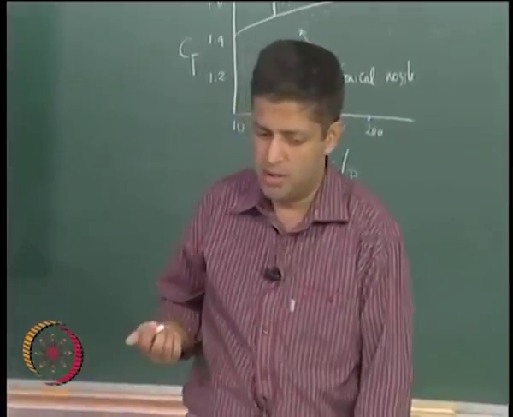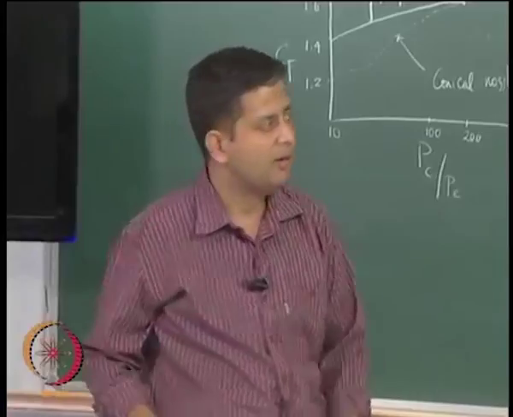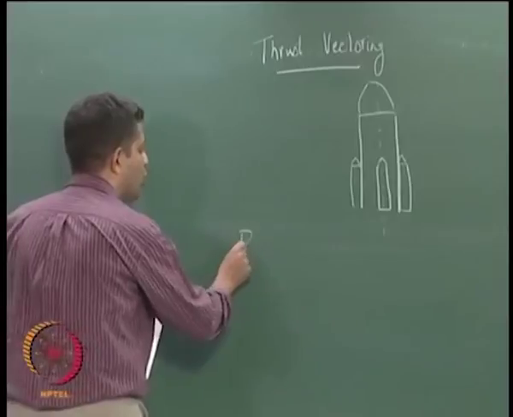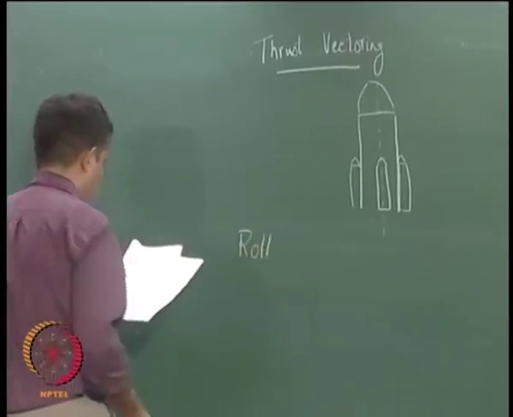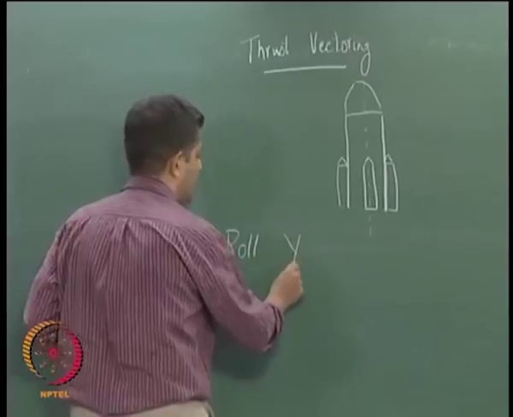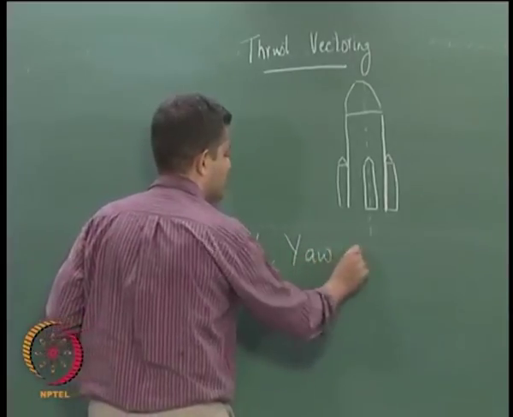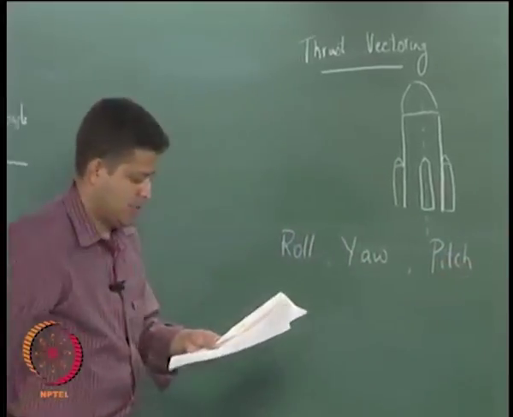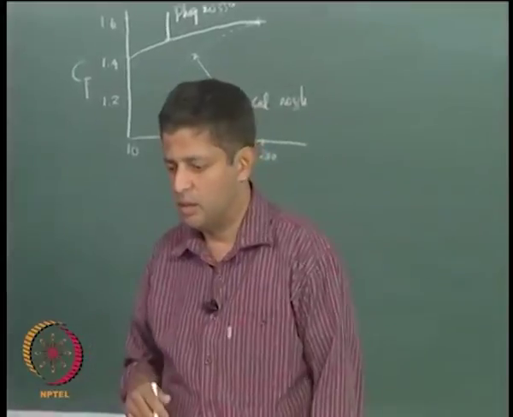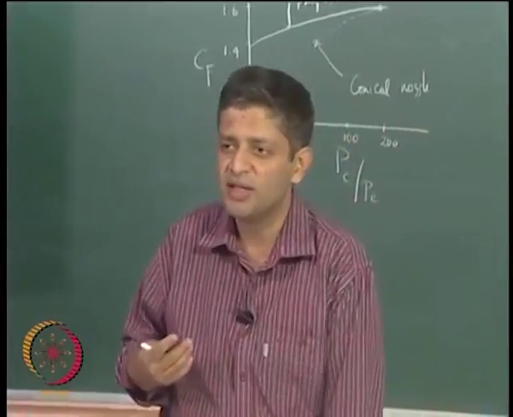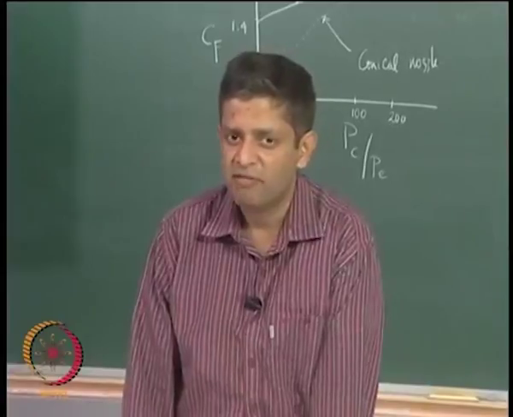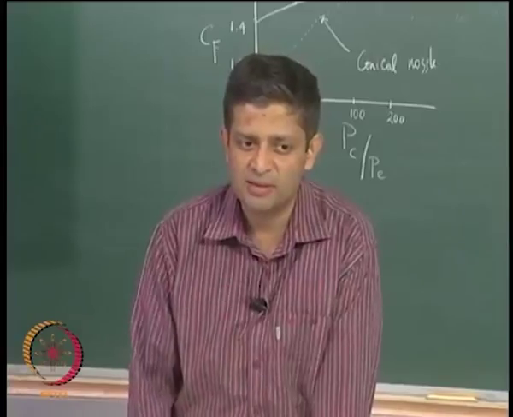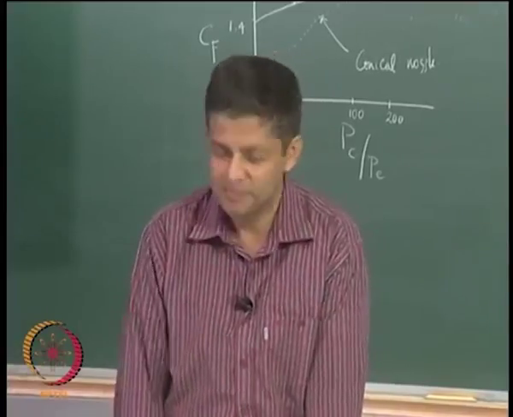Now thrust vectoring can do all this, that is, it can allow the vehicle to roll, yaw and pitch. In this class we will concentrate on what are the ways in which we can vector this thrust, what are the means that are available and what is it that is practiced and what can also be done, okay.